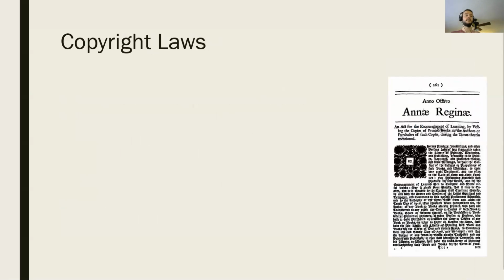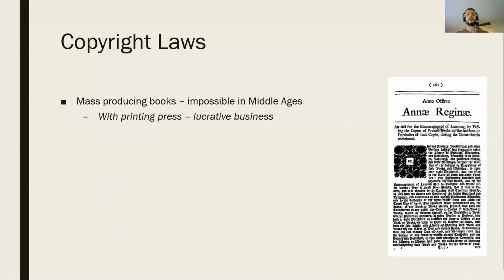Another legal development that came along with the printing press is the idea of copyright law. Remember when we talked about how Bibles were produced in the Middle Ages, they were produced by hand, and it took a very long time. Now, if you wanted to make a copy of someone else's book and sell it on a large scale, that just wasn't feasible in the Middle Ages. But with the development of the printing press, this became possible, and not only that, but also a very lucrative business.